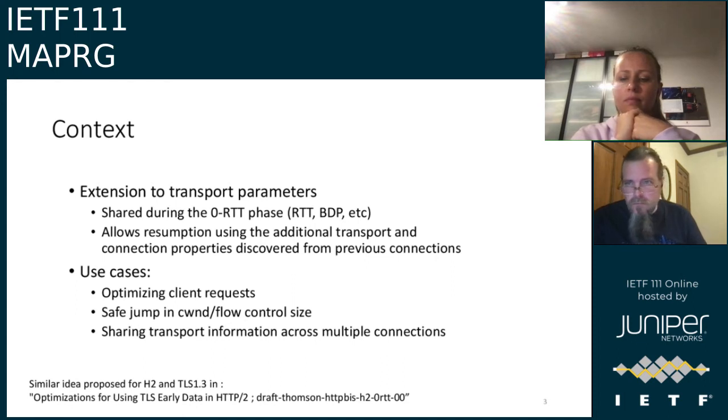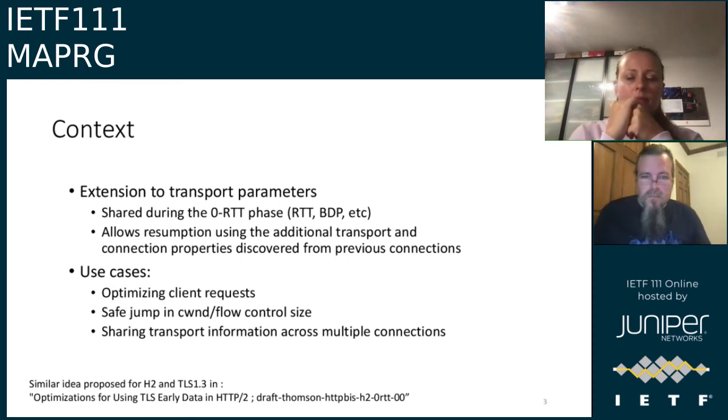Basically, what our extension is doing is that during a previous connection, you record the RTT and the bandwidth delay product of the connection, and you share them when you want to resume a connection. So it's all about exploiting previous connections' characteristics when you want to resume a new connection. We think this could be useful for other use cases than ours. You could optimize client requests, you could do safe jump, and you could also share transport information across multiple connections.